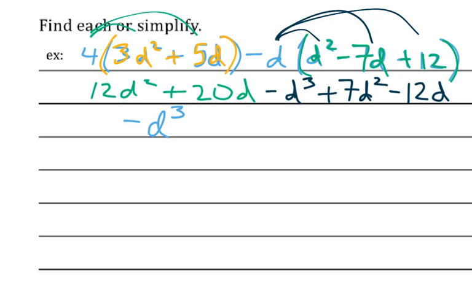I scan through again, and I'm looking for d squareds, and I see 2 of them. And I have 12d squared, and then I have a positive 7d squared, so I'm going to write plus 19d squared. Keep on looking. I'm now moving down from the third to the second to the first degree, so I'm looking just for plain old d, and I have 20d minus 12d. I'm going to get plus 8d.